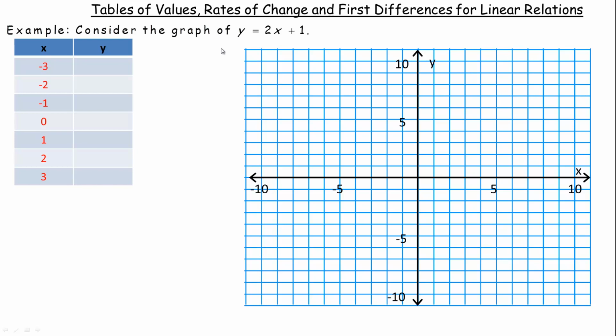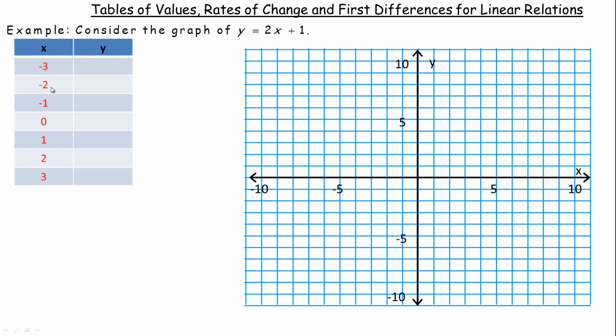In this tutorial, we're going to take a look at some connections between tables of values, what are called first differences or rates of change for a linear relation. So we're going to take a look at, and there's no particular reason I used this equation. I could have used lots of different equations, but this is the one I chose to use. So the equation here for this linear relation is y equals 2x plus 1.